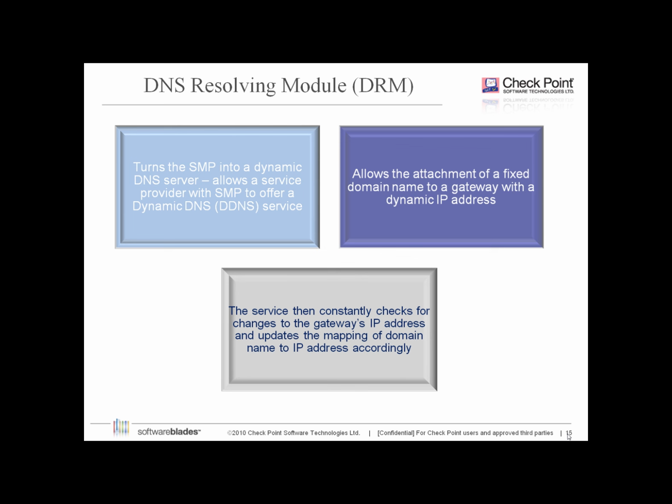DNS resolving module, or DRM. It turns the SMP into a dynamic DNS server. It allows a service provider with SMP to offer dynamic DNS as a service. It allows the attachment of a fixed domain name to a gateway with a dynamic IP address. The service center then constantly checks for changes to the gateway's IP address and updates the mapping of the domain name to the IP address accordingly.